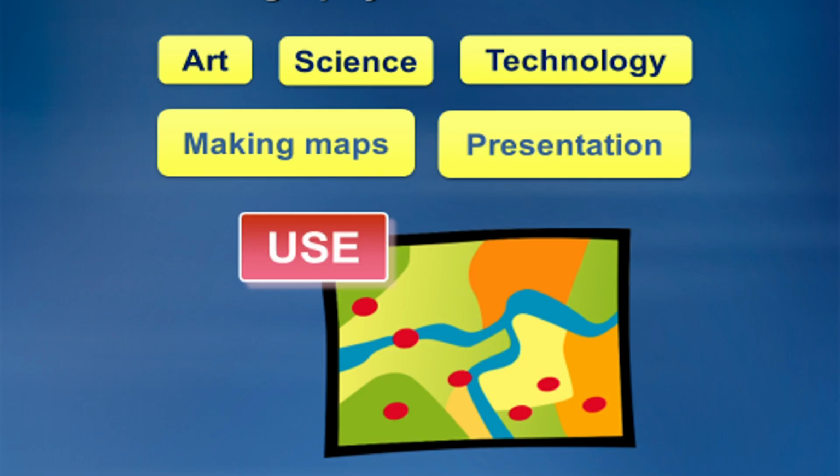So, cartography is the art, science and technology of making maps. Finally, we present all the maps like this. So, cartography has all those things. What is the product of cartography? Map. Very simple, maybe a paper map or a digital map.